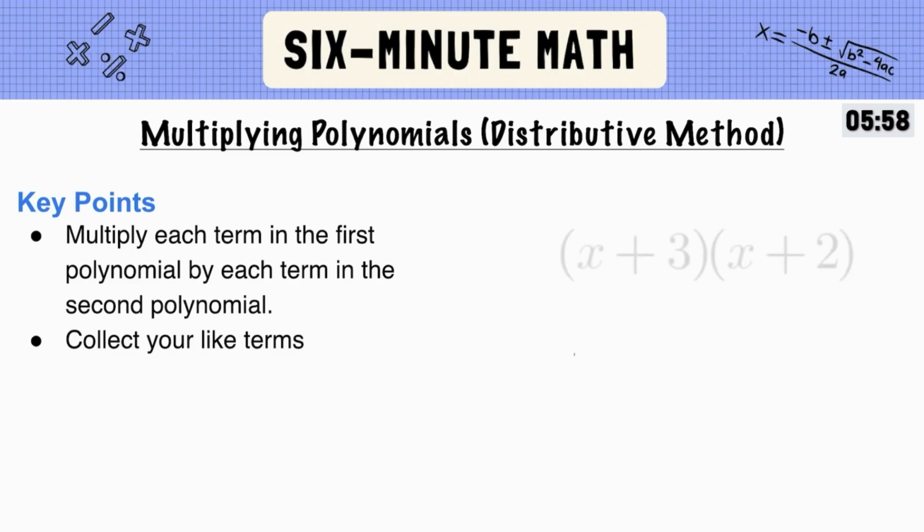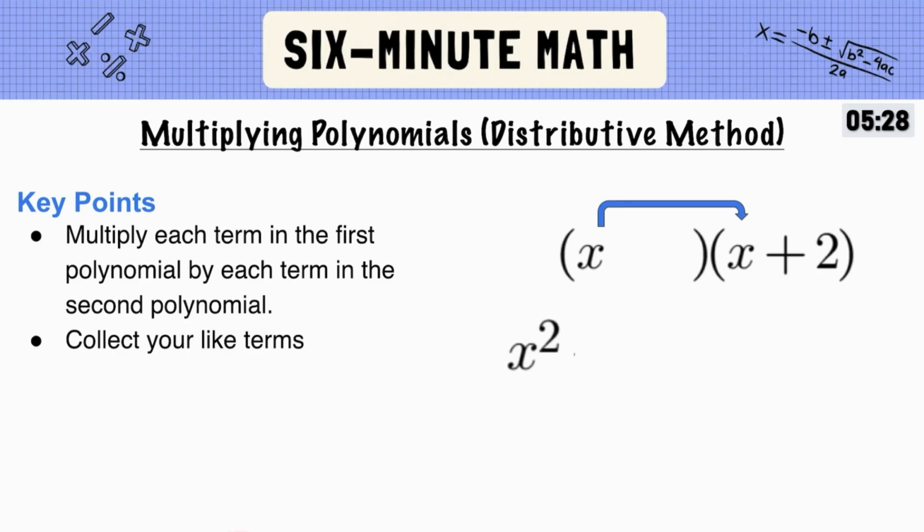Our key point when multiplying polynomials using the distributive method is that we multiply each term in our first polynomial by each specific term in our second polynomial. If I have my example here of x plus 3 times x plus 2, I'm going to multiply that first term, x, by each term in my second polynomial. X times x is x squared, and then x times 2 is positive 2x.